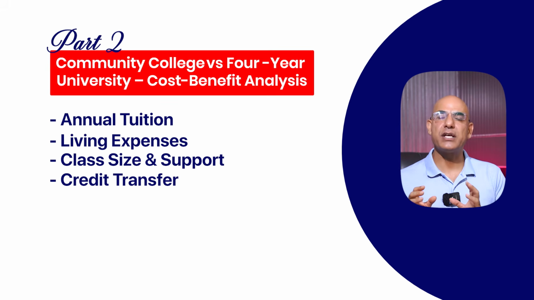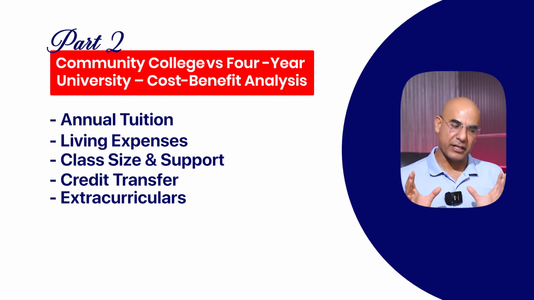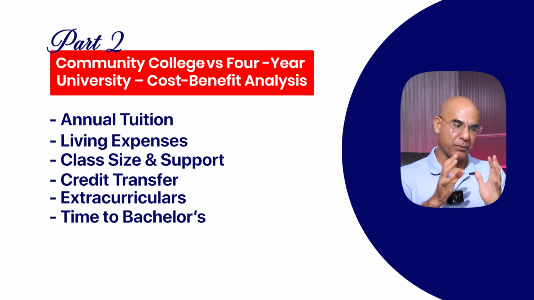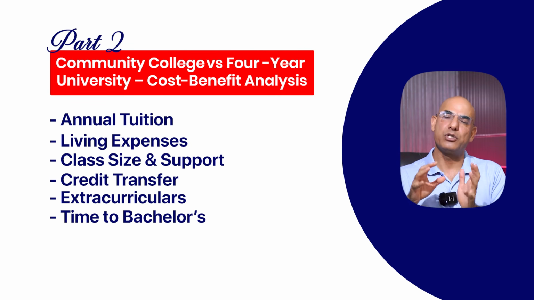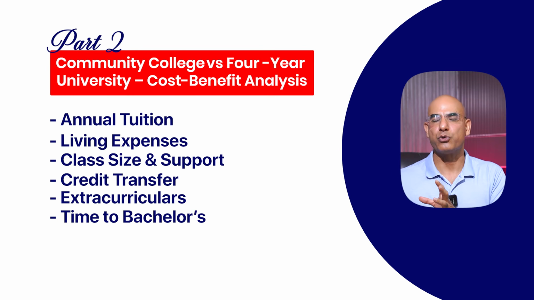Credit transfer: credit transfer is guaranteed via articulation for community colleges, and for four-year universities usually there's no credit transfer, it's not needed. Extracurricular activities: fewer in community colleges as compared to a four-year university, where there's extensive research and student life. Time to bachelor's: community college is usually a 2+2 year program. You spend 2 years at a community college and then 2 years at a four-year university. Of course, if you go directly to the four-year university, you study there for 4 years and graduate.